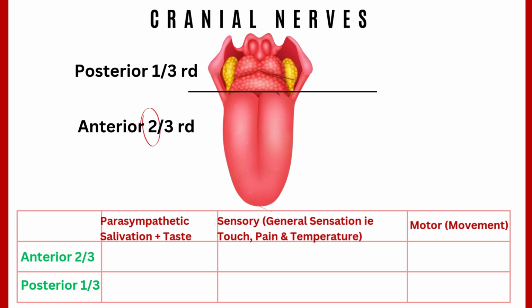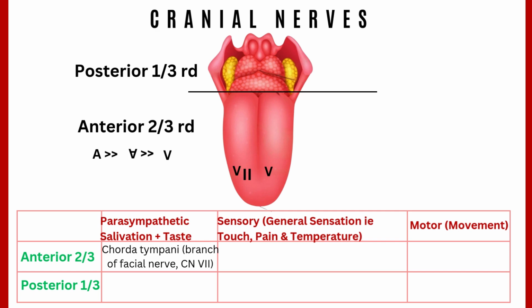You can see there is this 2 here. So the front 2/3 of the tongue are supplied by two different nerves. How do you remember this? Now take A from anterior, flip it upside down, it looks like a V. Now take this 2 and put it into the V in Roman numerals, 7 is what you get, which is the cranial nerve 7 responsible for taste for the anterior part of the tongue. Cranial nerve 7 is the facial nerve via chorda tympani.